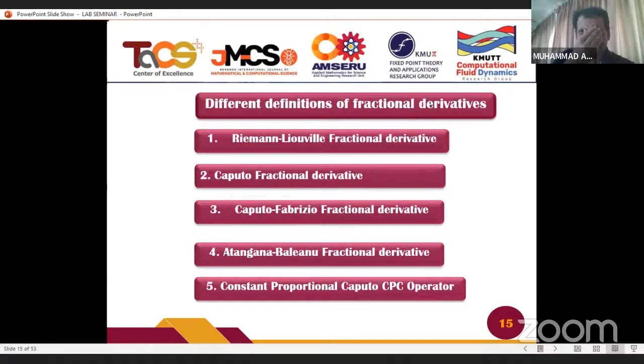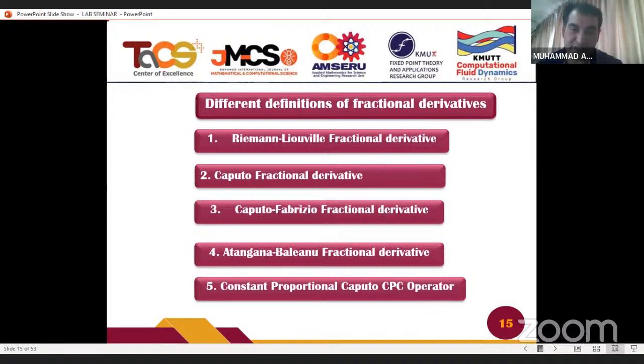So starting from some basic definitions. Initially, many researchers worked on fractional calculus, but I will highlight some main definitions. Starting from the Riemann-Liouville fractional derivative. After that, Caputo came and he gave the idea of fractional derivative. He modified some, and he gave the Caputo fractional derivative. Then Caputo and Fabrizio made a new definition known as Caputo-Fabrizio, and recently Atangana and Baleanu formed a new definition which has a non-singular and non-local kernel.